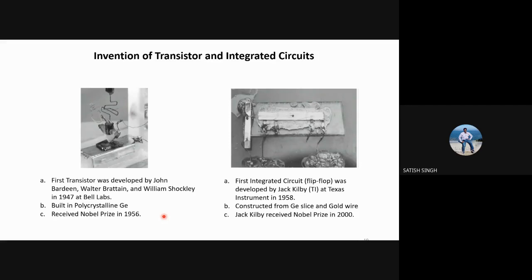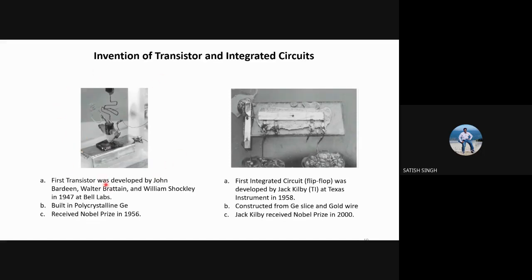Right now you may not be able to understand what polycrystalline is; I will tell you what it is. But you know that germanium is a semiconductor. We already know that silicon and germanium are the basic semiconductor elements, the elemental semiconductors. So when they made it first, it was made on polycrystalline germanium. This is our first transistor, made somewhere around 1947.